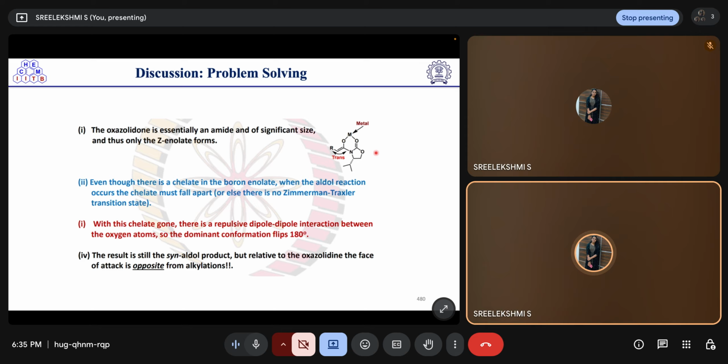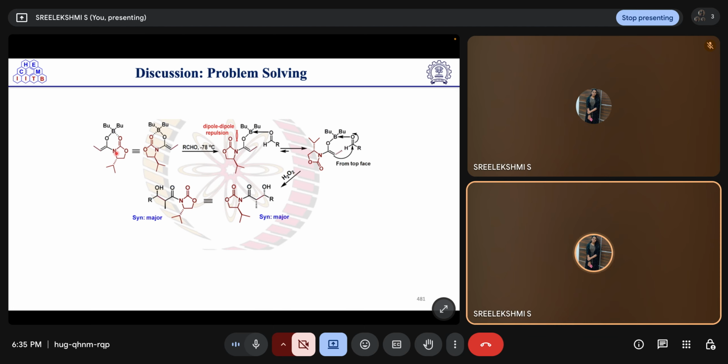Now, even though there is a chelate in the boron enolate, when the aldol reaction occurs, the chelate must fall apart, or else there is no Zimmerman-Traxler transition state. And when the chelate is gone, there is repulsive dipole-dipole interaction between the oxygen atoms. So the dominant conformation flips 180 degrees. So the result is the aldol product, but relative to the oxazolidinone, the face of attack is opposite from alkylation. So this is what I just explained now.